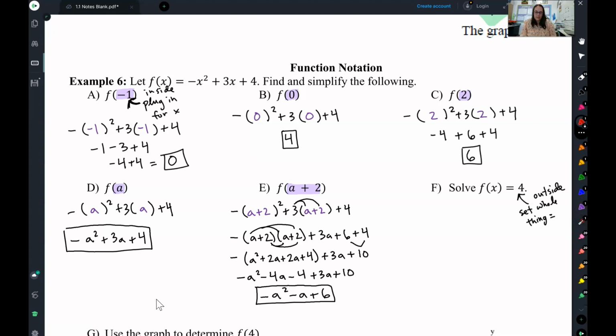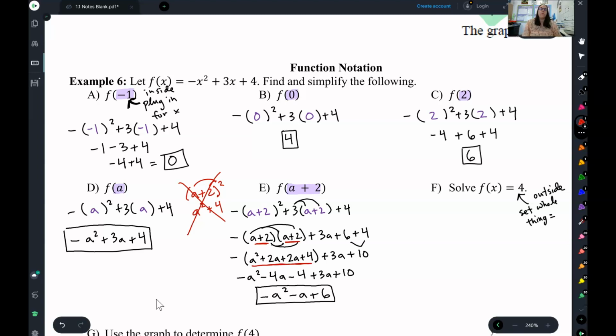Now, something I would like to remind you of. Please remember that a plus 2 squared is not a squared plus 4. You cannot distribute exponents like that because a plus 2 squared is a plus 2 times a plus 2, which means I have to FOIL or distribute. Multiply that out to get this. So please be careful when you have those exponents that you're doing it the right way and not making this middle term disappear. Don't try to distribute exponents.